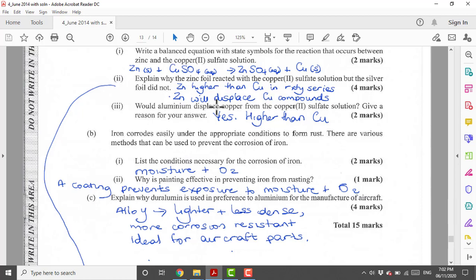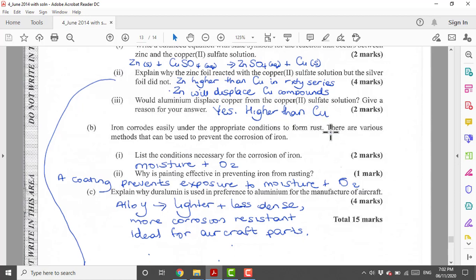Would aluminum displace copper from the copper sulfate solution? And give a reason. Yes, it will. If you look at your metal reactivity series, you will see that aluminum is higher than copper. So anything higher than copper will be able to displace copper out of solution.